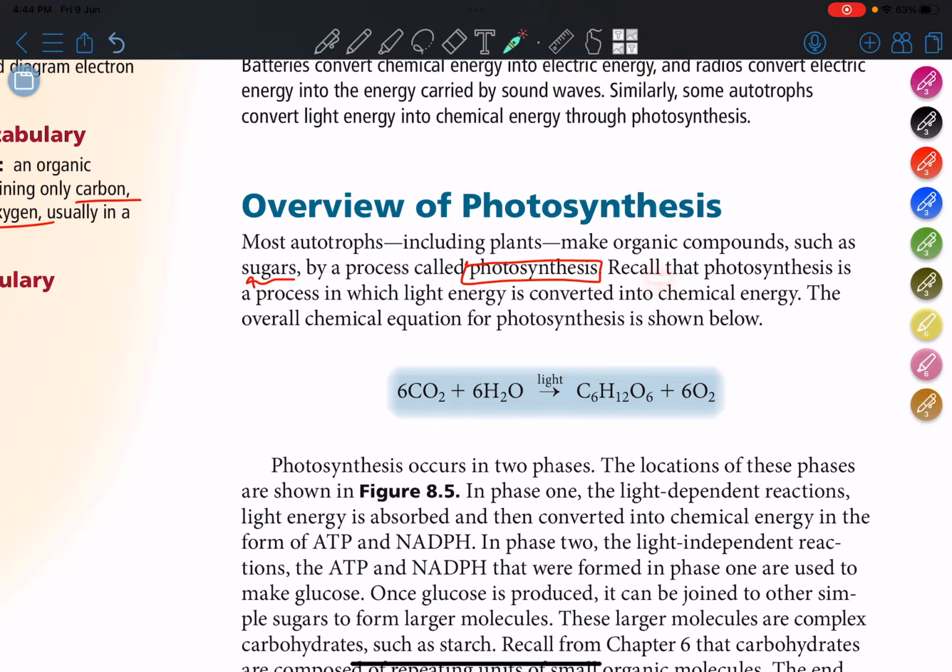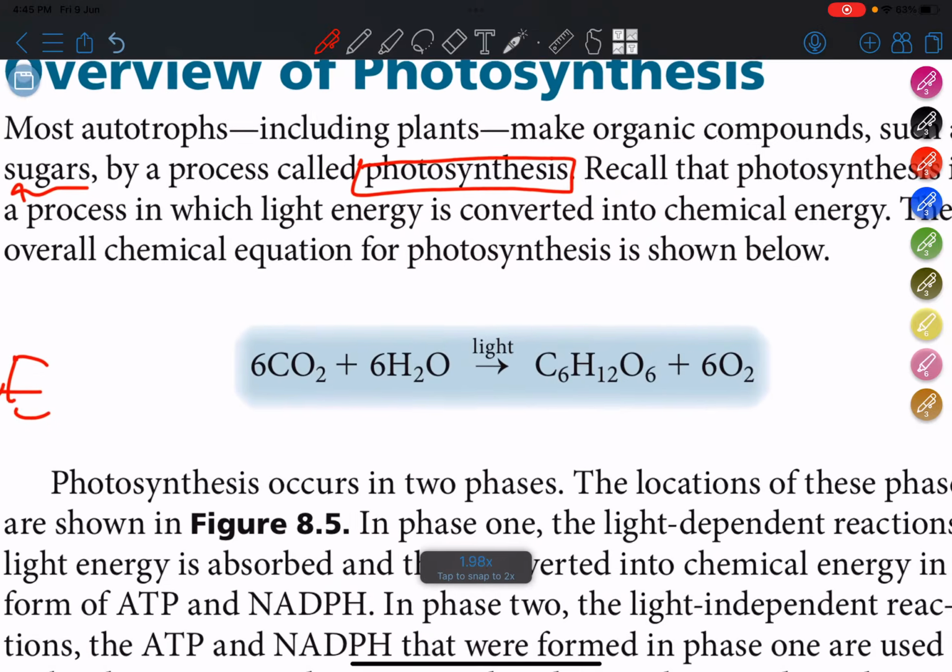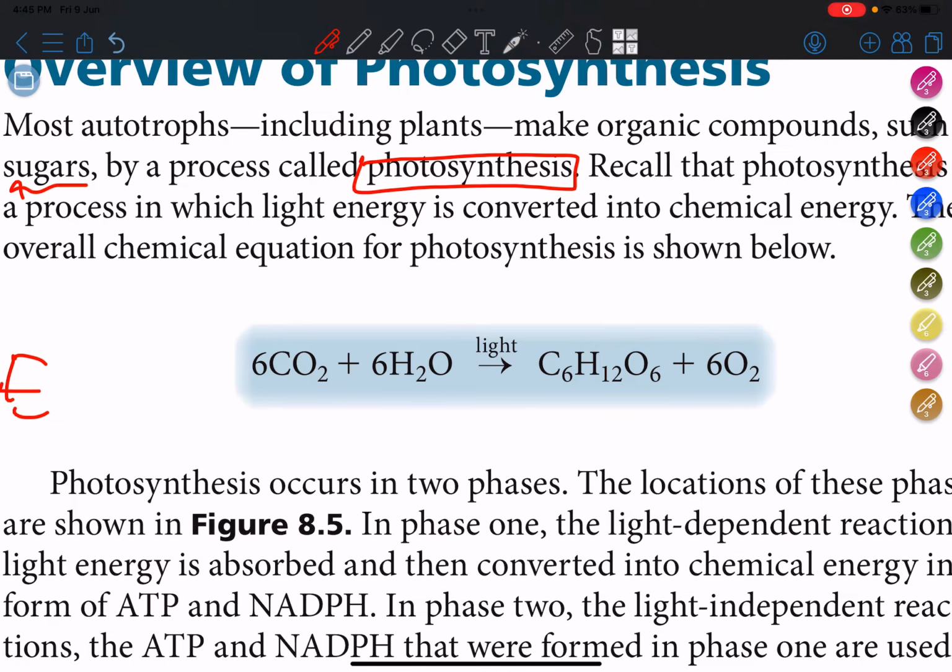Recall that photosynthesis is a process by which light energy is converted into chemical energy. So we know that photosynthesis converts light energy from the sun into chemical energy. We have the overall equation for photosynthesis. I'm not sure if it is compulsory to memorize it, but I'm pretty sure we are all familiar with it.